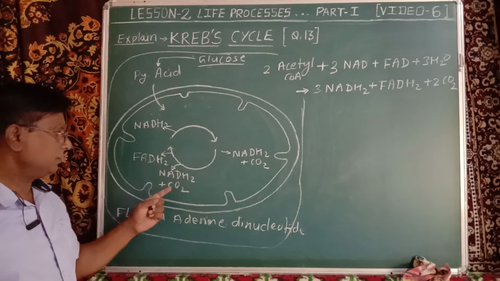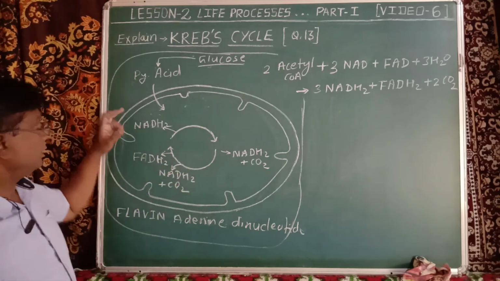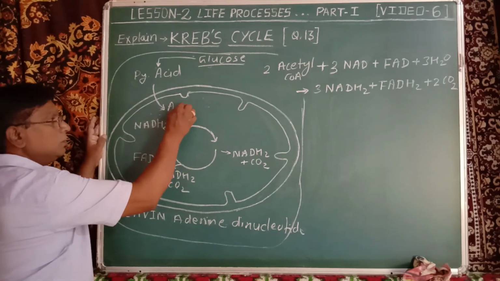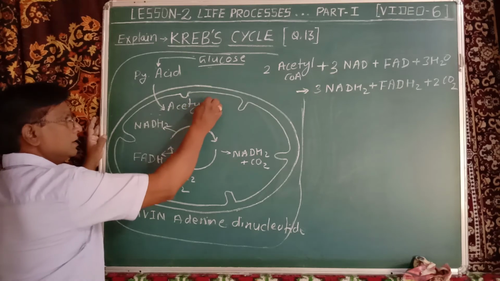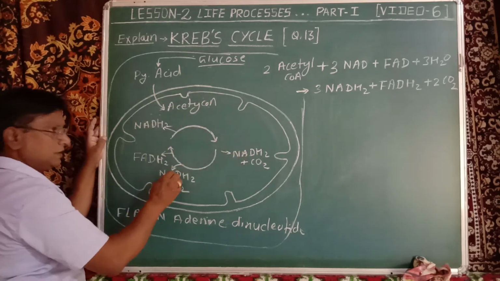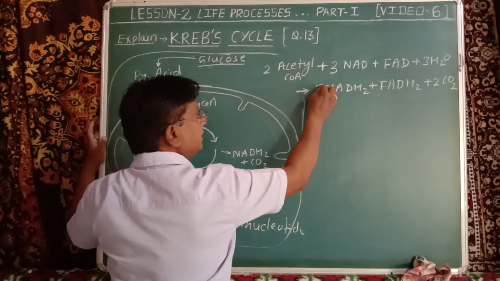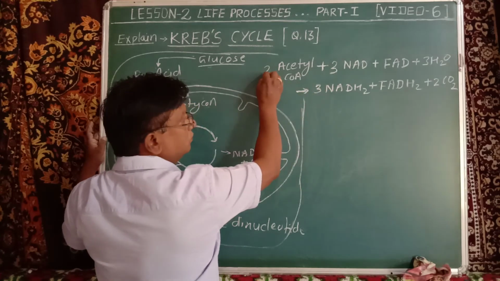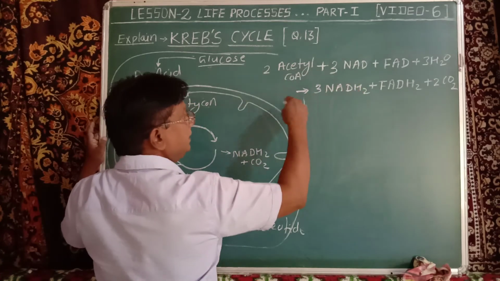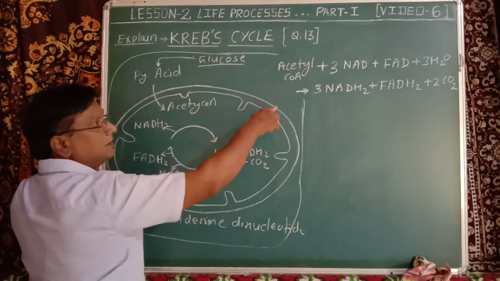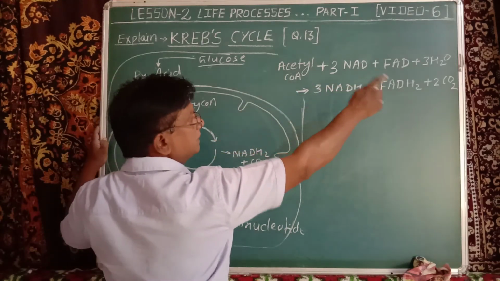That is 1 molecule and 1, 2 from one acetyl-CoA, and 1, 2, 3 NADH2, 3 NADH2. Hence from 2 we have to multiply it. It is for 1 acetyl-CoA, 3 NAD, FAD plus 3 H2O.